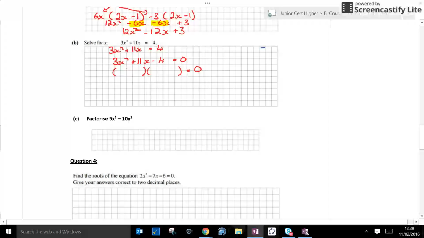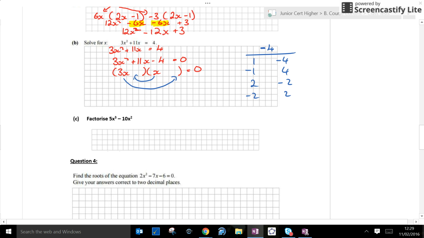So factors of 3x squared are 3x and x. Now we need factors of minus 4 that will sum to 11 when the outside terms are multiplied by each other and the inside terms are multiplied by each other. So let's look at the factors of minus 4. We have 1 by minus 4, minus 1 by 4, 2 by minus 2, and minus 2 by 2. Okay, now looking at what we have, the factors are 3x minus 1 and x add 4.